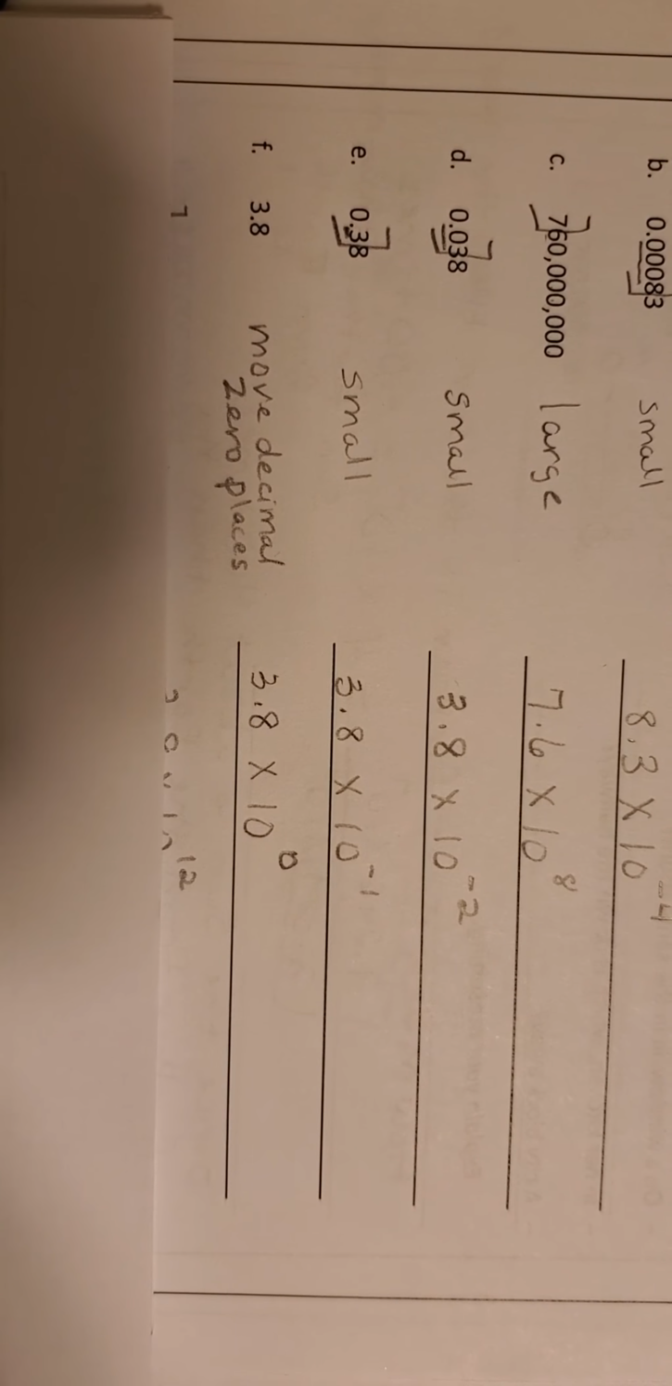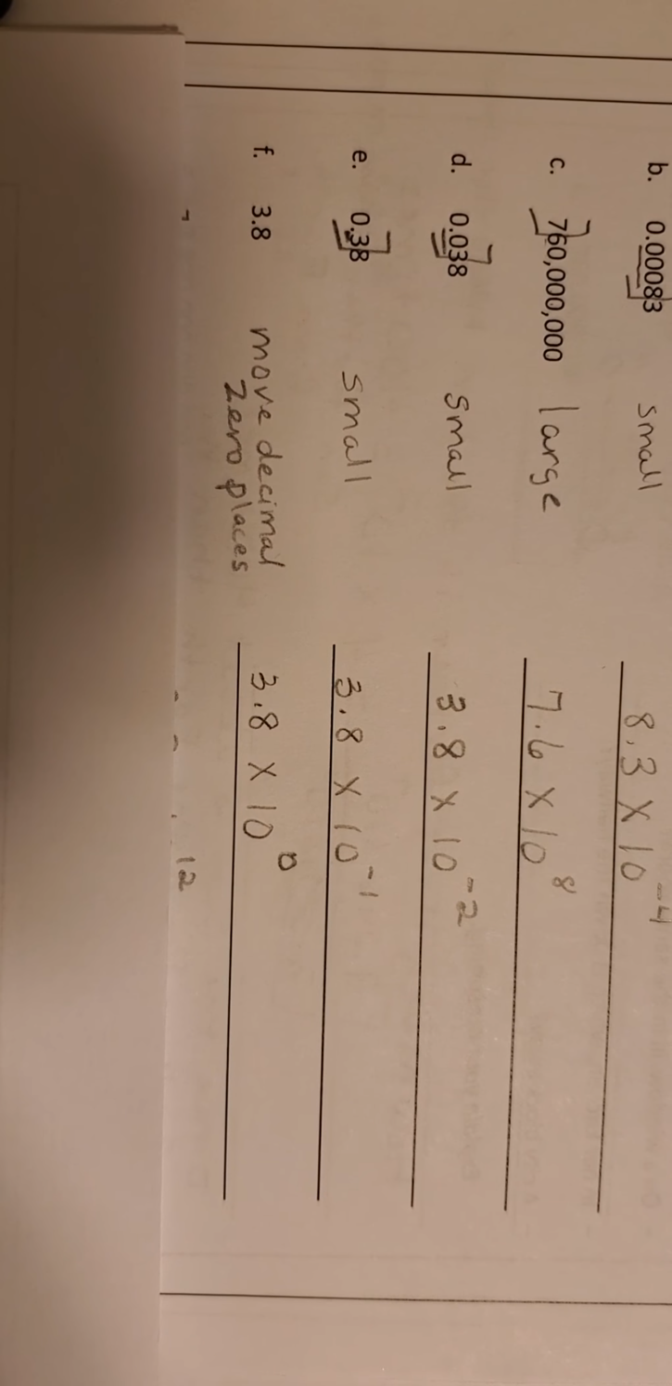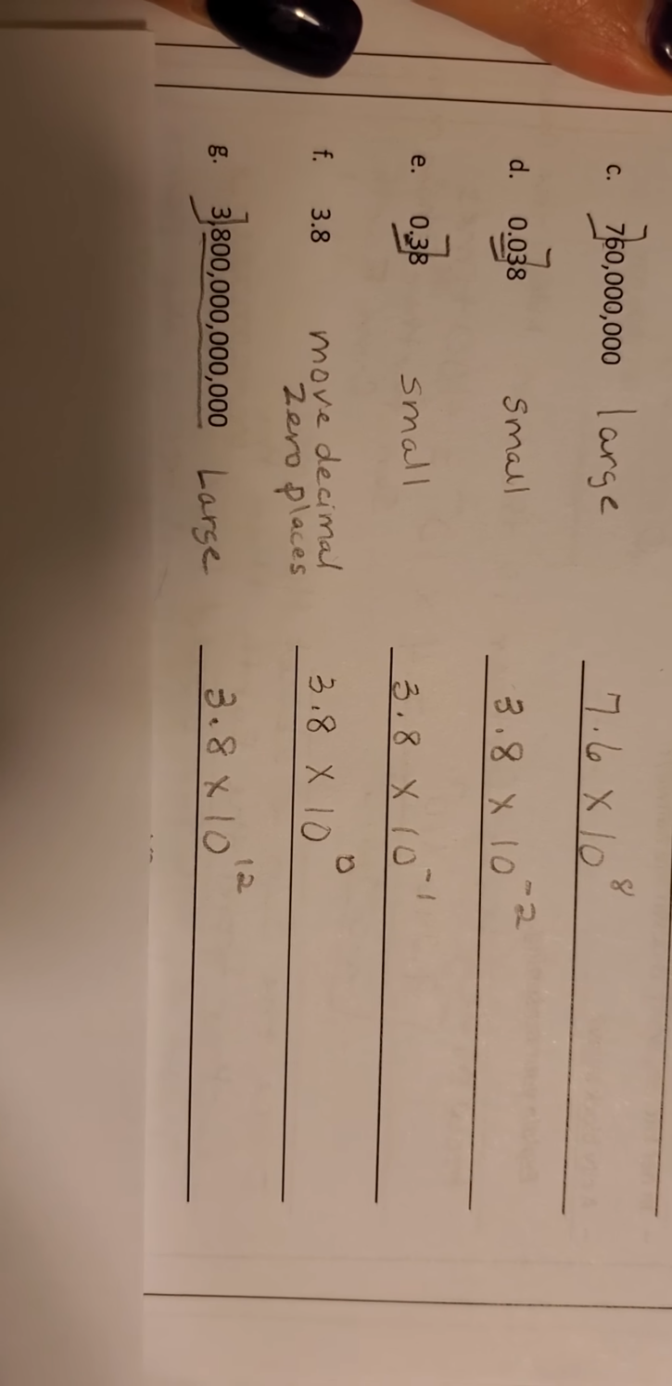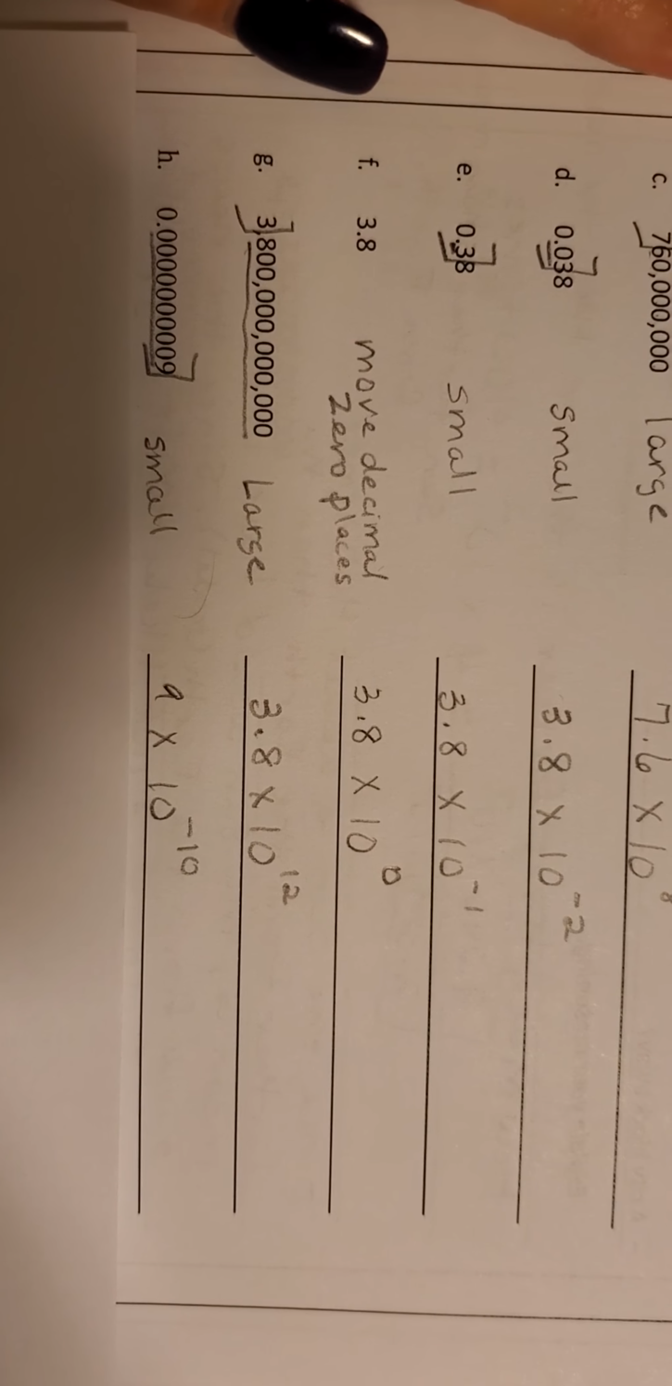On this number, I don't have to move my decimal to get a number between 1 and 10. So, since I don't have to move my decimal, this would be 3.8 times 10 to the power of 0. Another word for 10 to the power of 0 is 1. So 3.8 times 1 still gives me 3.8. Question G.